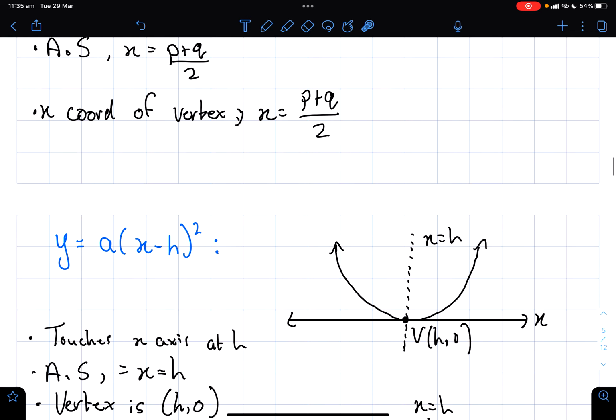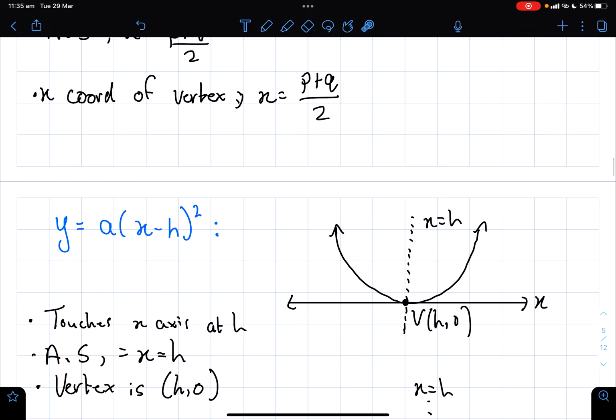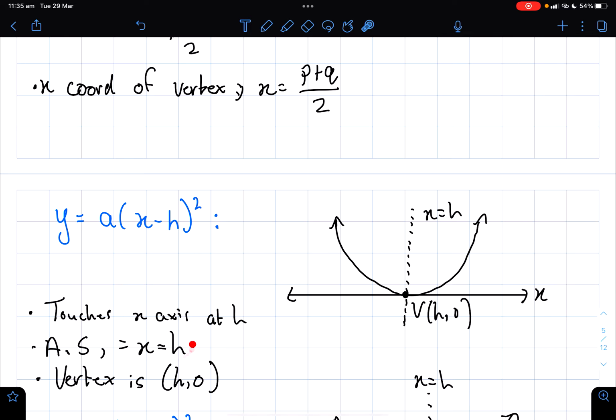For a vertex form, all right, again, no y-axis just because it could be anywhere on our Cartesian plane. In this case, it touches the x-axis at h, all right? Doesn't cut, it touches. Our axis of symmetry is x equals h. That equal sign shouldn't be there. So x equals h is our axis of symmetry equation, and our vertex will sit at (h, 0), okay? Because it touches the x-axis, our y-coordinate is 0. So our graph will look something like this.